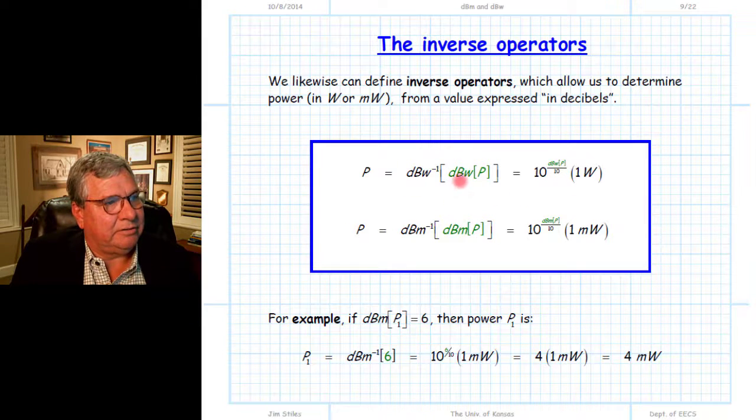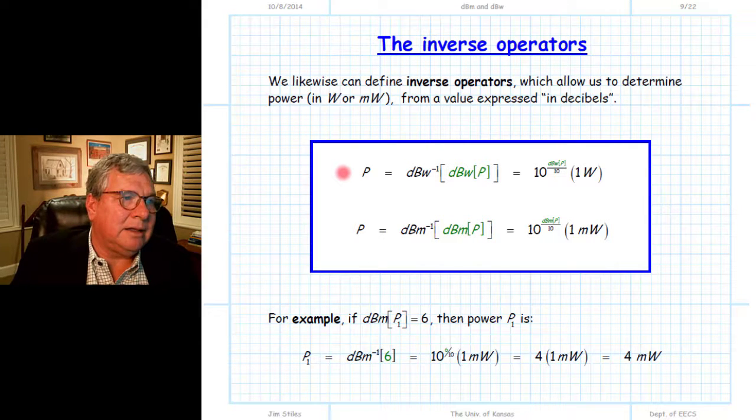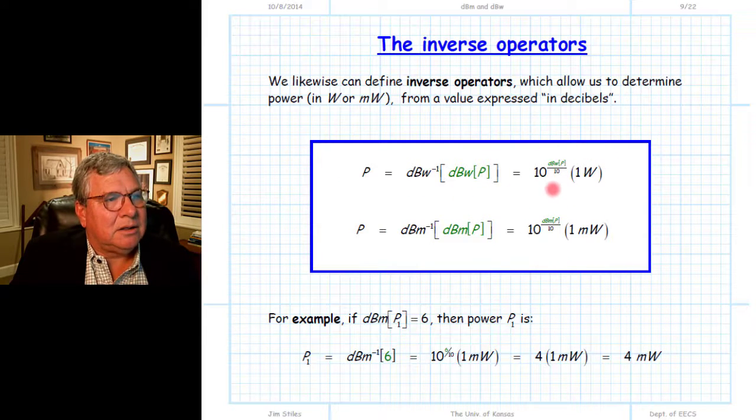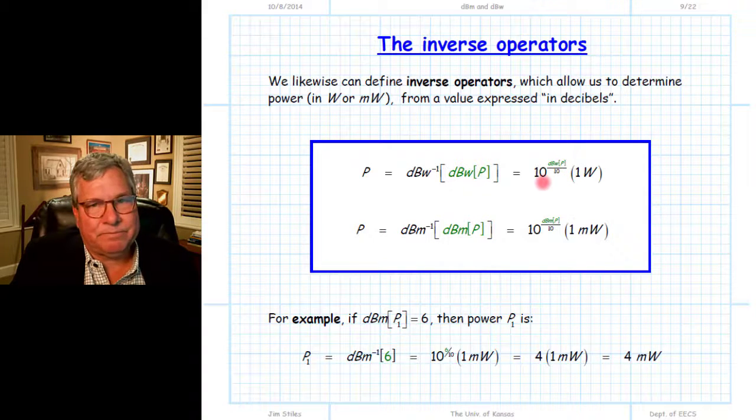So in this notation, this dBw of P, that is the power expressed with the dBw operator. This is the power of P expressed with the dBm operator. Again, what we're trying to get back to is the original value P expressed in watts or milliwatts. And we can do the math. We can invert the dBm and dBw operator and show that the result is this. Look carefully at this. What we're doing is taking the result of the power in dBw and dividing it by 10. And then we take 10 to that value. And then, and this is the most important part, we multiply that result by 1 watt.